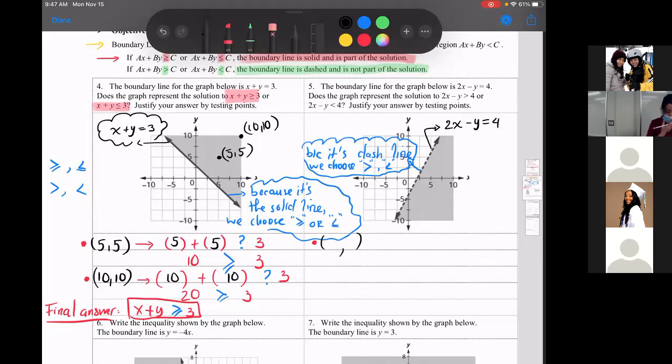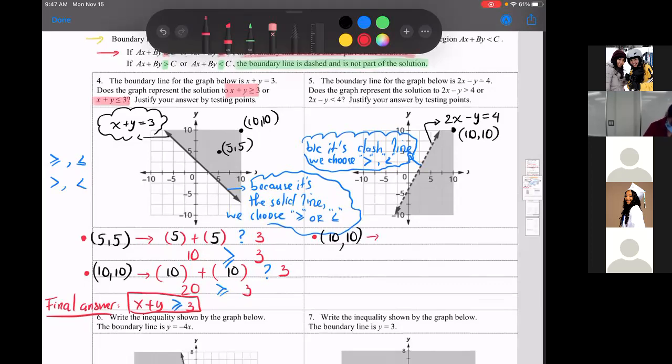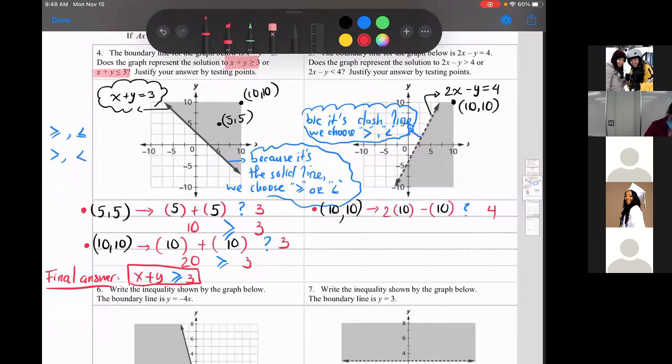You wanna do 10, 10 again? Okay, 10, 10, that's fine. 10, 10 right here. As long as it's inside the shaded region, and then you plug it in. What do I have? 2 times x minus y, compared to 4. So x is 10, y is also 10. 2 times 10 is 20. 20 minus 10 is 10. So 10 compared to 4 is what?